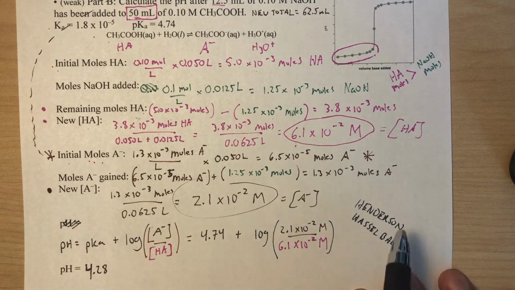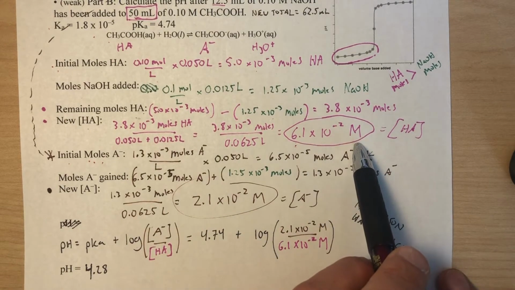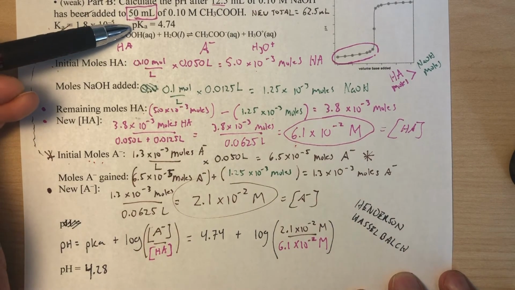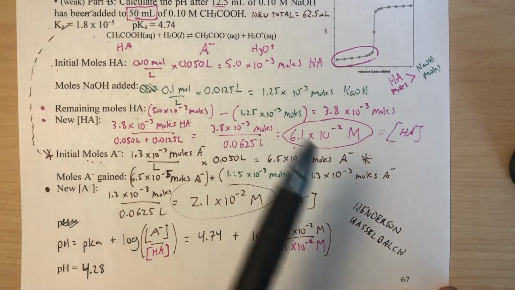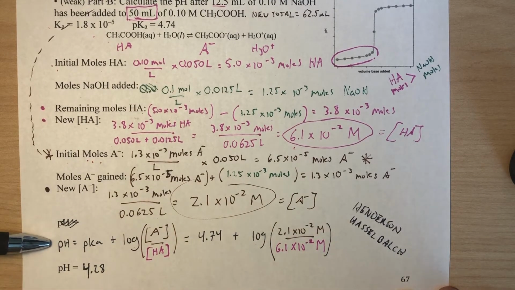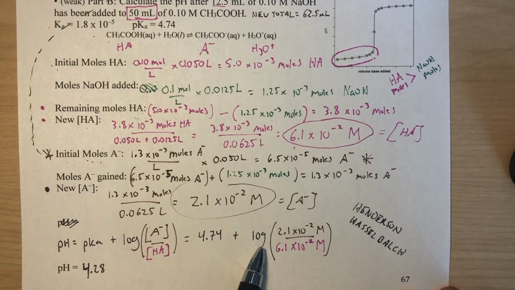And that gives us our concentration of our conjugate base, acetate, A-, 2.1 times 10 to the negative second. So we now have our HA concentration, we have our A- concentration, and we have our pKa from the table. We have everything we need to solve for pH using the Henderson-Hasselbalch equation. And we do that here. pH is equal to pKa plus the log of A- over HA, which is equal to 4.7 plus the log of 2.1 times 10 to the negative second divided by 6.1 times 10 to the negative second. That gives us a pH of 4.28.